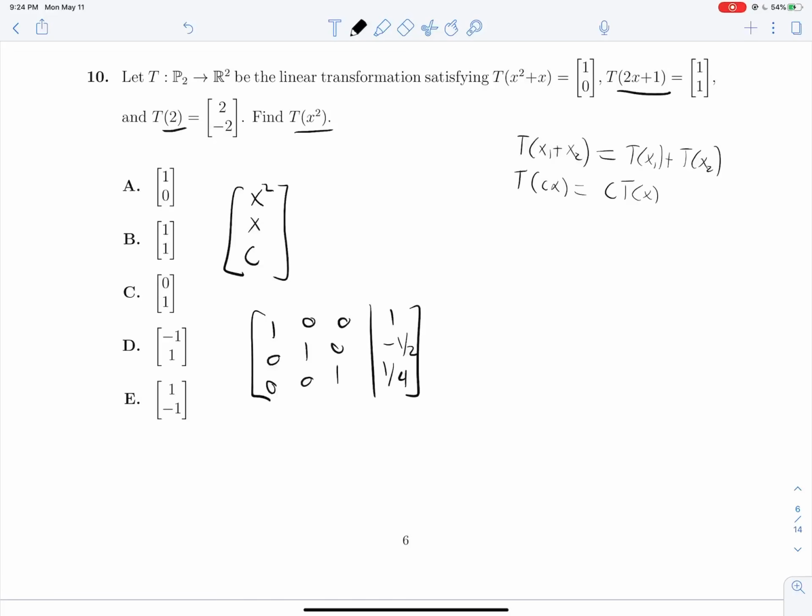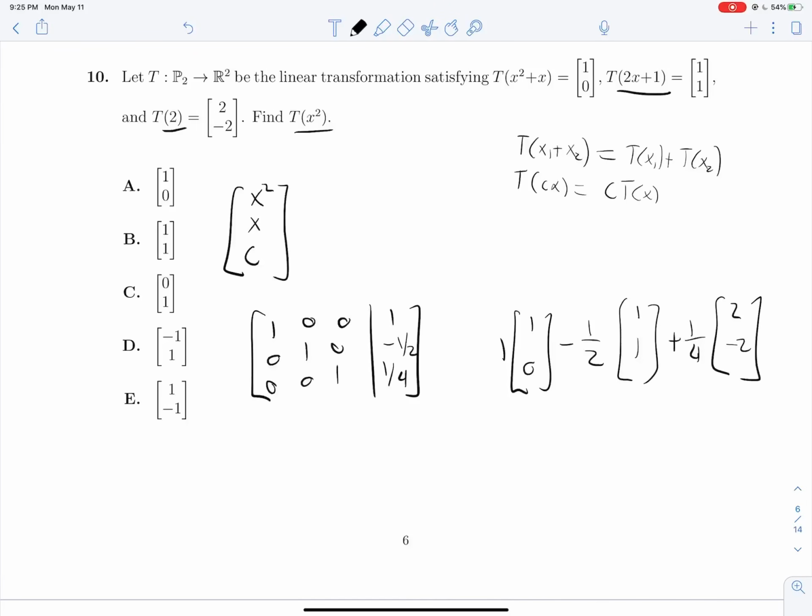There we go. So we see that we need one of these guys. So I'll just skip straight to solving this thing, because whatever linear combination we get here, we're just taking the same linear combinations of the output vectors. So we have 1 times (1, 0), minus 1/2 times (1, 1), minus 1/2 times (1, 1), and then plus 1/4 times (2, negative 2).